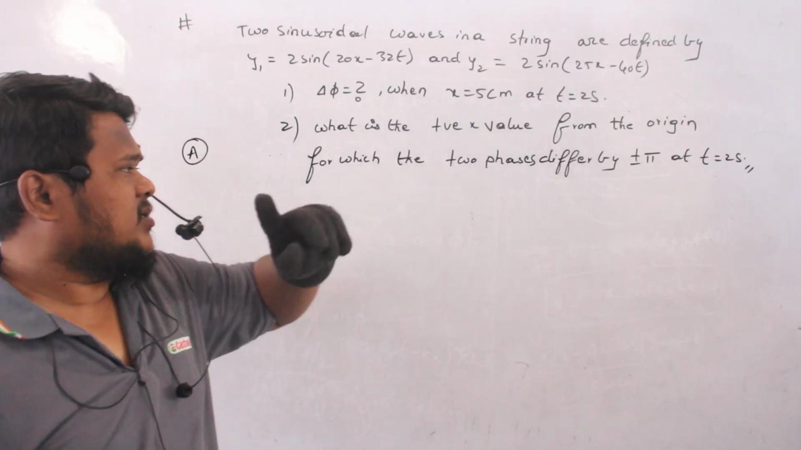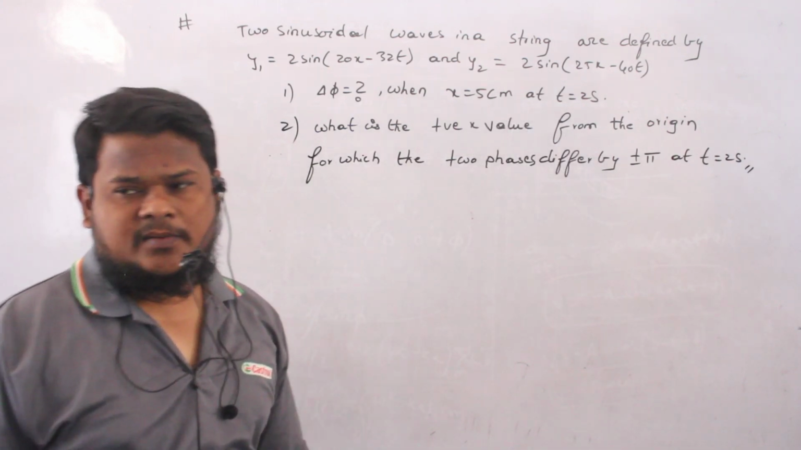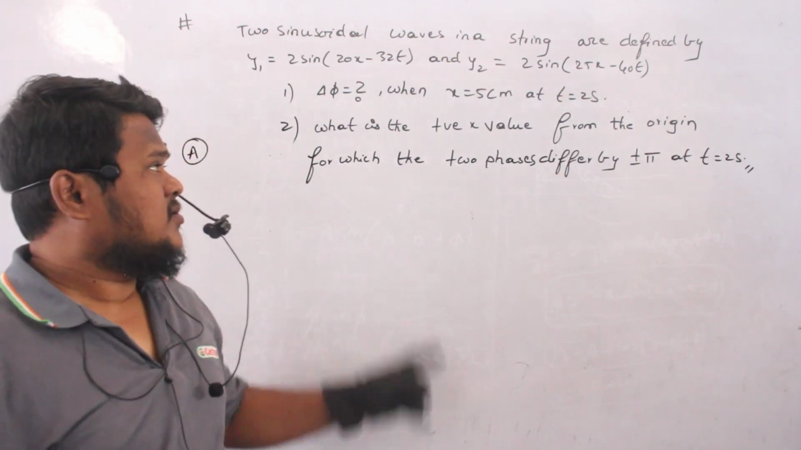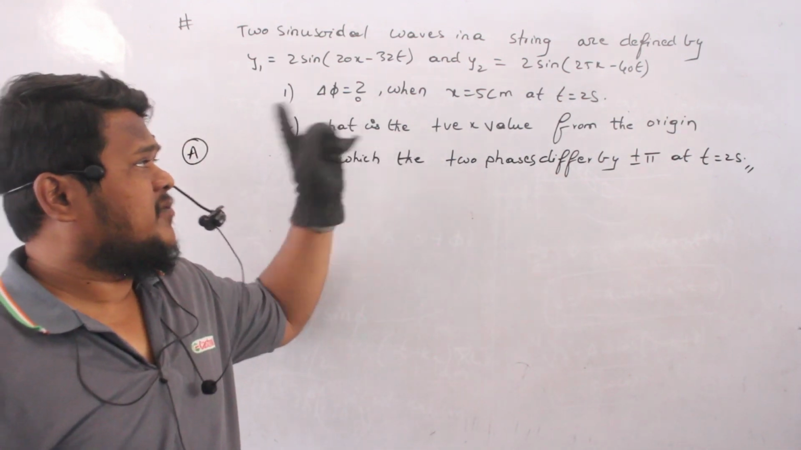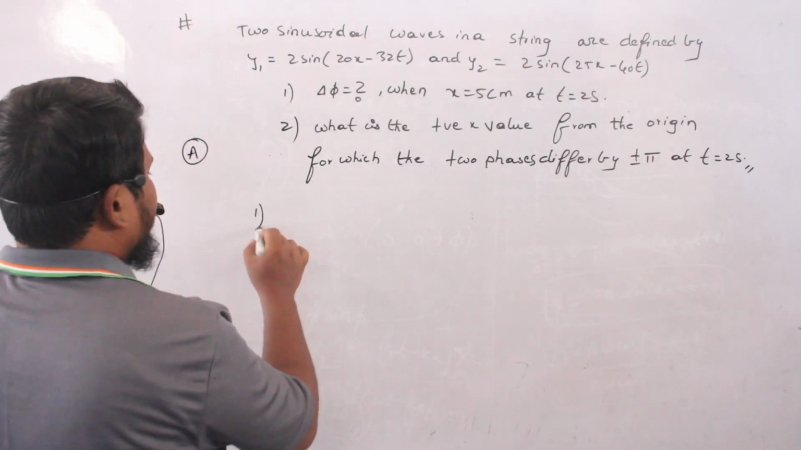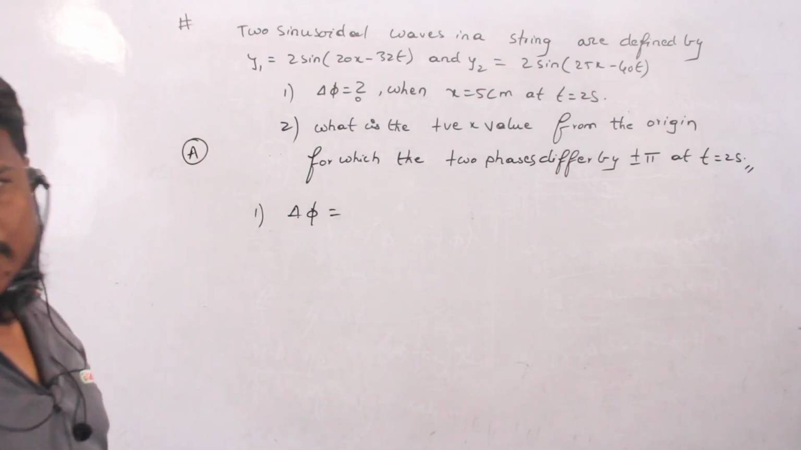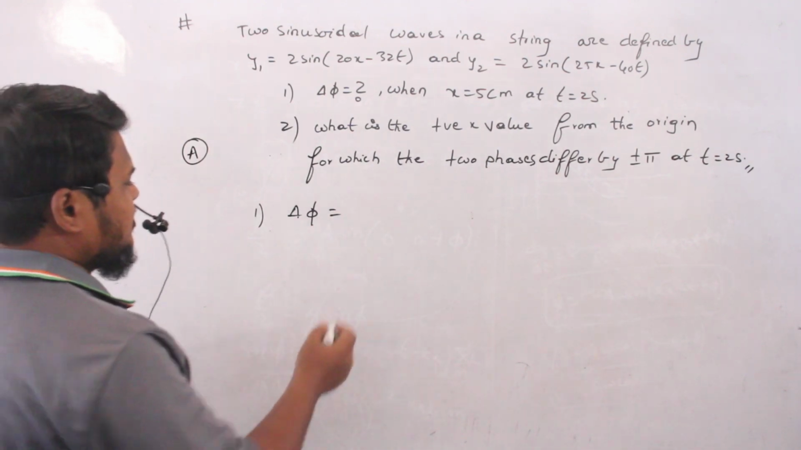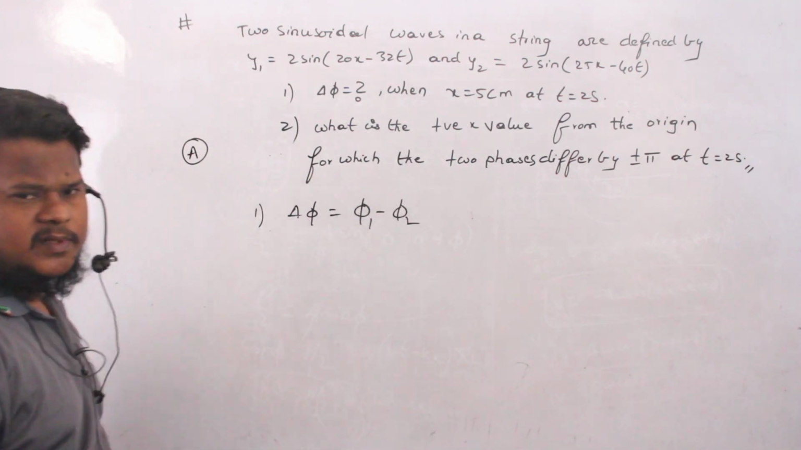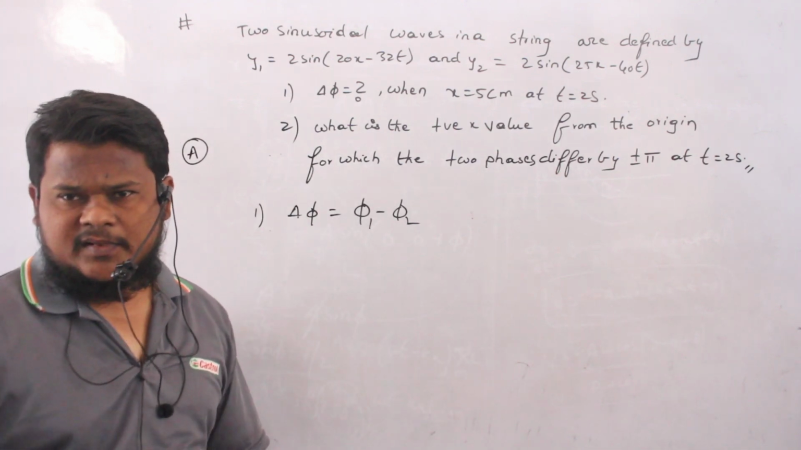Now the second question is, what is the positive x value from the origin for which the two phases differ by plus or minus pi at t is equal to 2 seconds? Clear now? First of all we are supposed to calculate the phase difference. How can I calculate it? Since two waves are there, I can write phi 1 minus phi 2, where phi 1 is the phase of the first particle and phi 2 is the phase of the second particle.